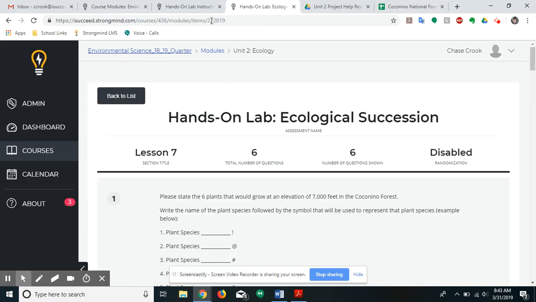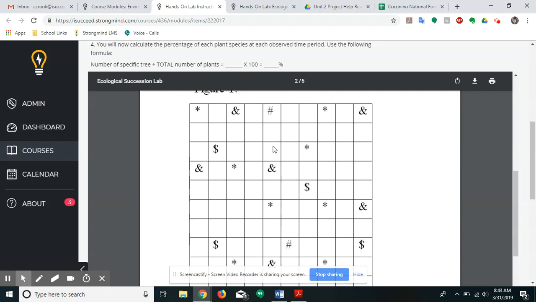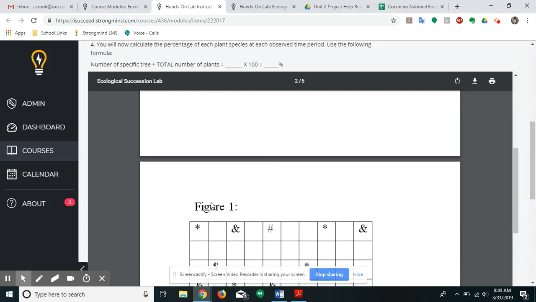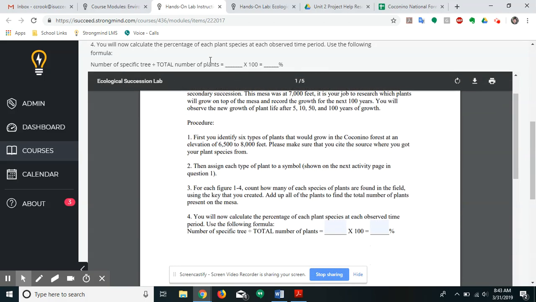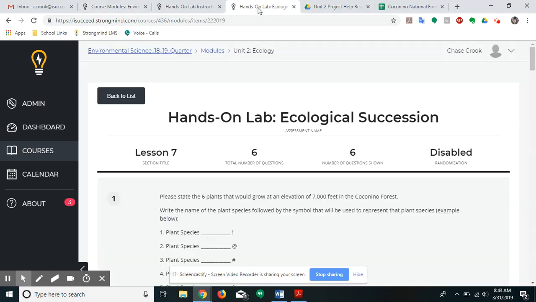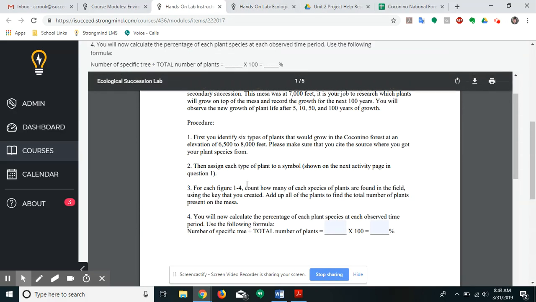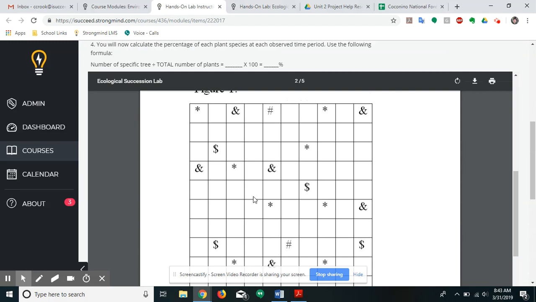Okay, and so what you're going to do here is each of these figures, figure 1 correlates to 5 years after. Oh, and I forgot to mention that what occurred in this lab is you're looking at data after a forest fire. So a forest fire has occurred, and after 5 years, you go out there and take data to see the species that are growing in those locations.